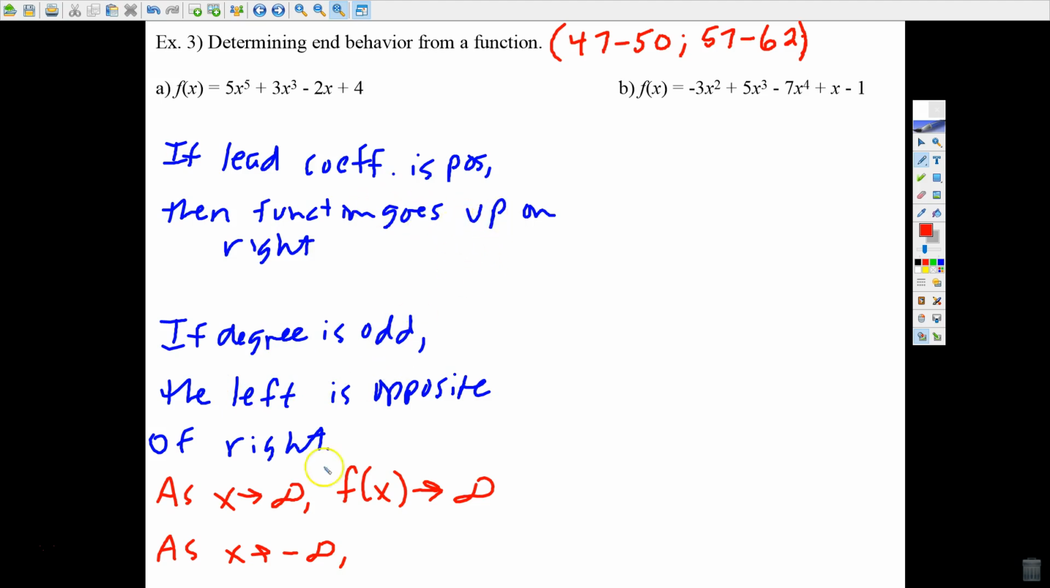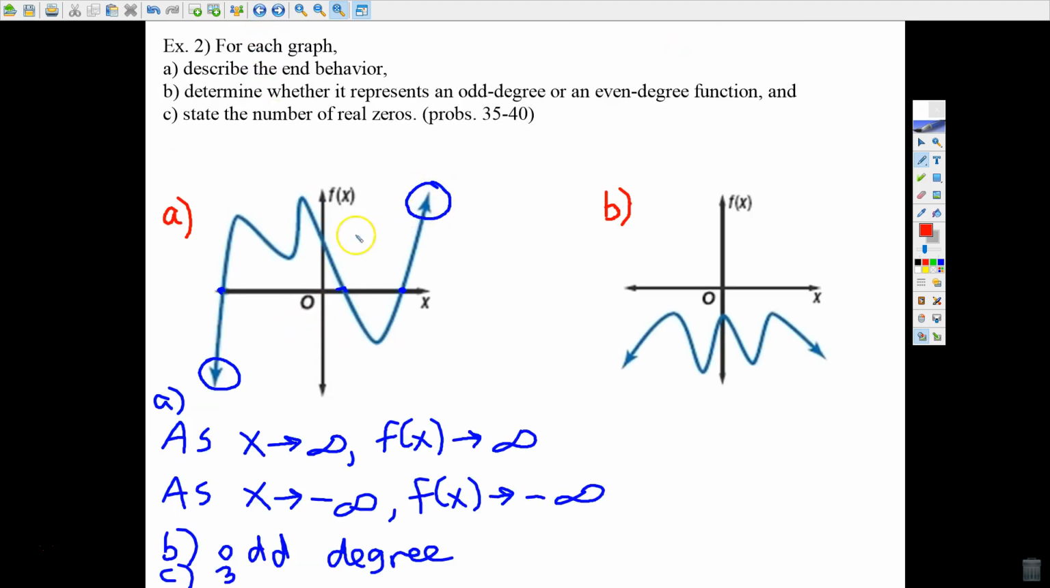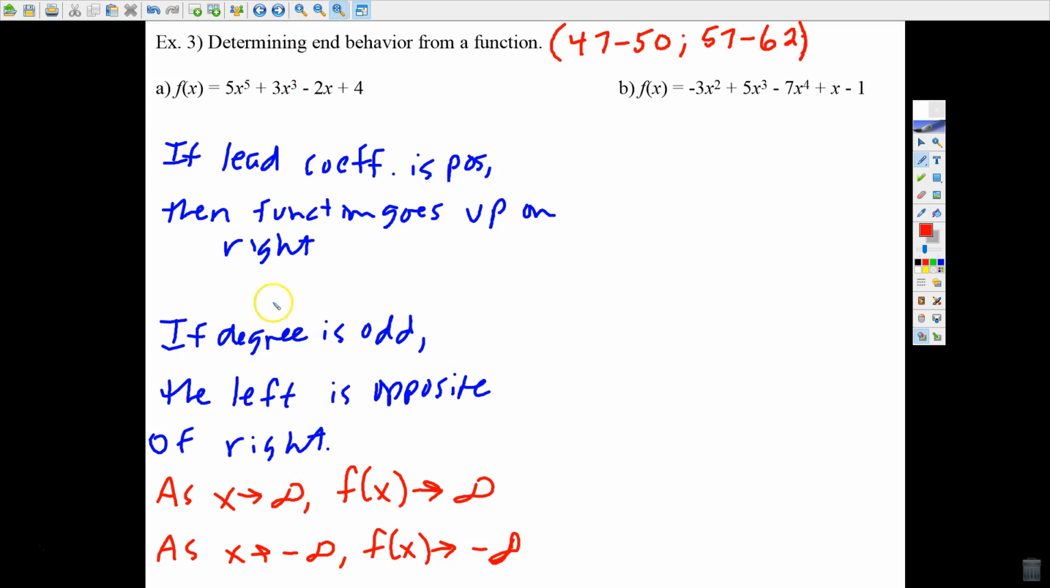So it went up on the right. The function in this case is going to go down on the left. Okay, so for odd degree, they will go in opposite directions. And we saw that actually over here. We said that when the right and the left ends go in opposite directions, that has to be an odd function. Okay, so that's my answer for letter A.